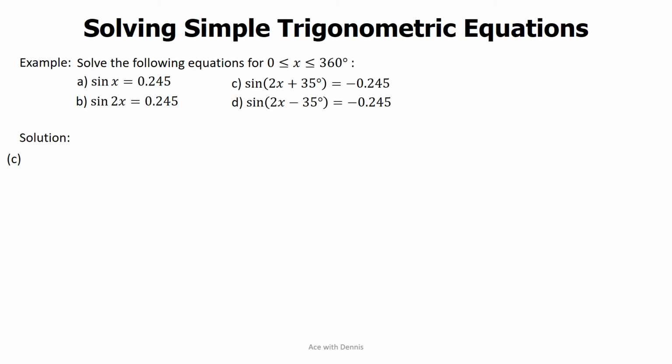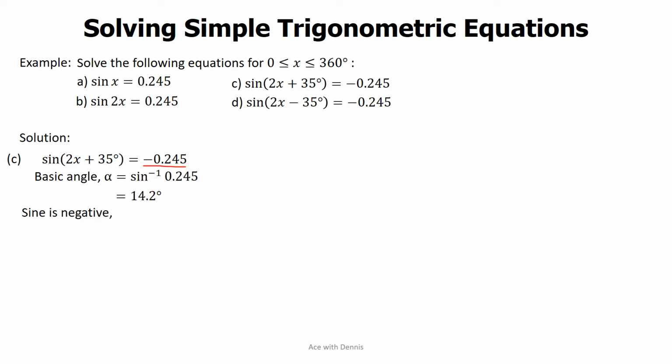Okay, now we move on to the solution for C. Okay, sine (2x plus 35 degrees) equals negative 0.245. So I purposely put a negative answer here to see what the differences and similarities of the steps are, compared with A and B. Now, the first step is still the same. You want to find the base angle alpha, which is equal to inverse sine of 0.245. Okay, and the base angle is always positive, so it is 14.2 degrees.